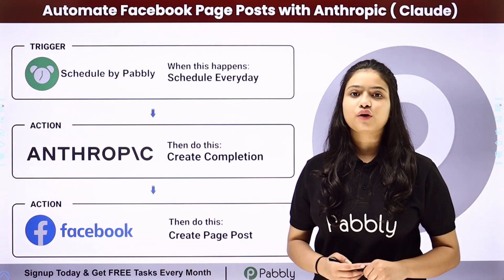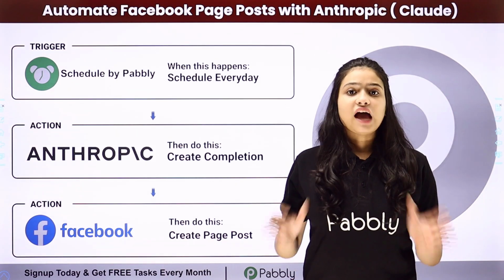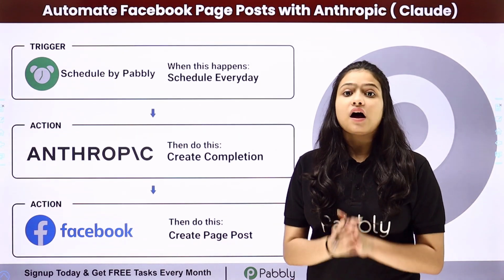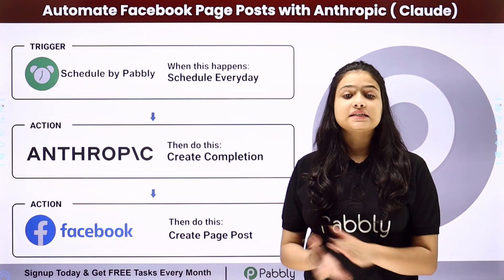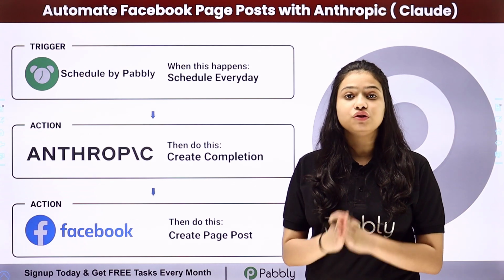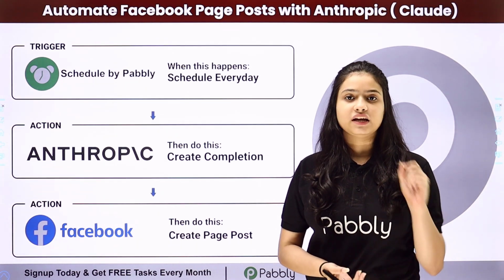In today's video, we are going to learn how to automate Facebook page post with Anthropic. I want every day at a specific time, a content should be generated by using Anthropic for my post, and automatically the same content should be shared in the form of a new post on my Facebook page. So how we are going to do this process automatically and effortlessly?